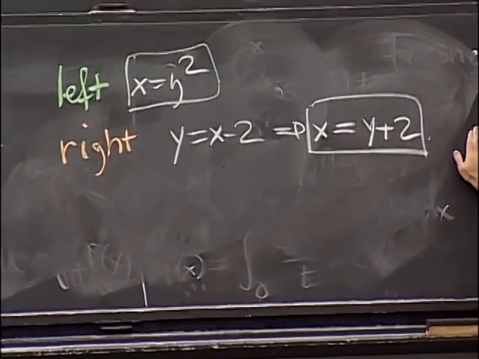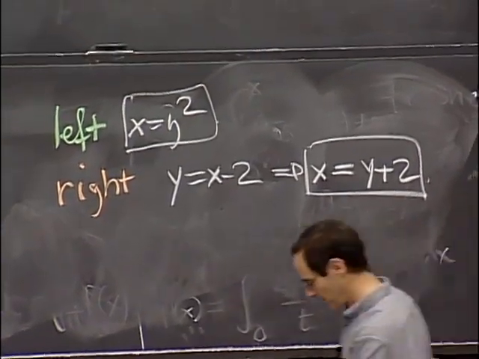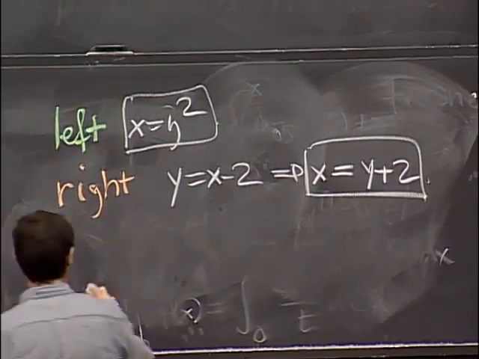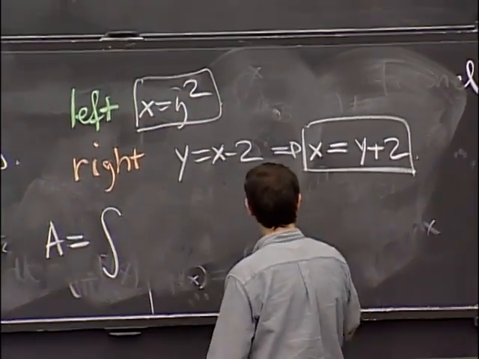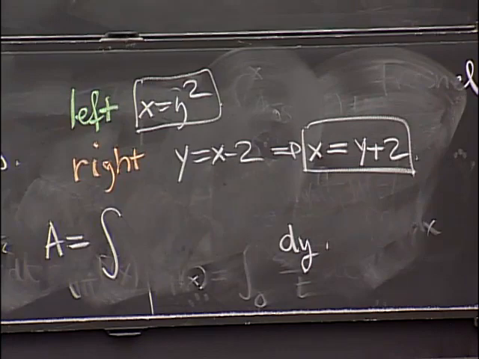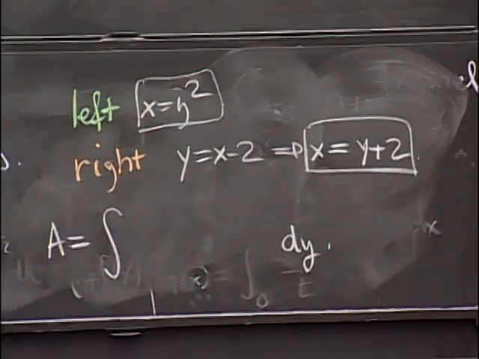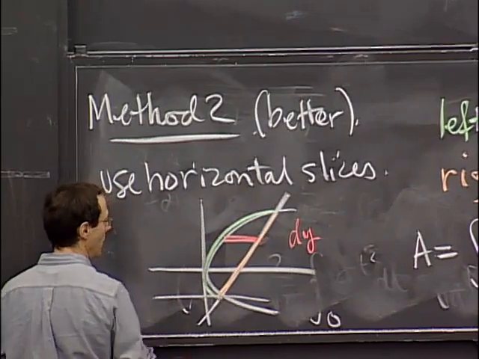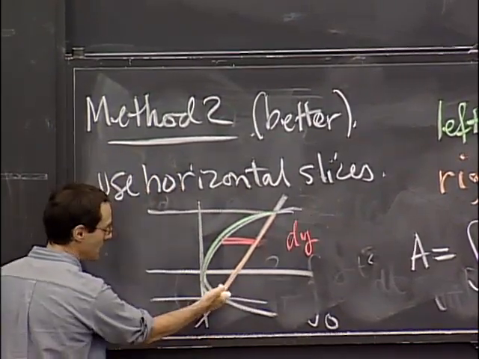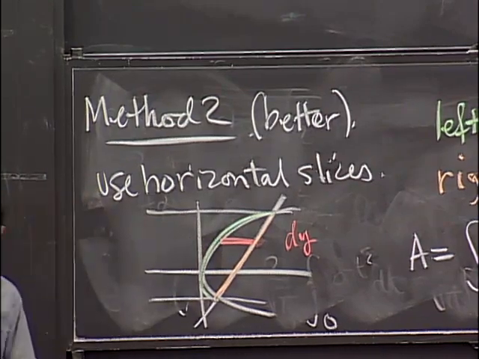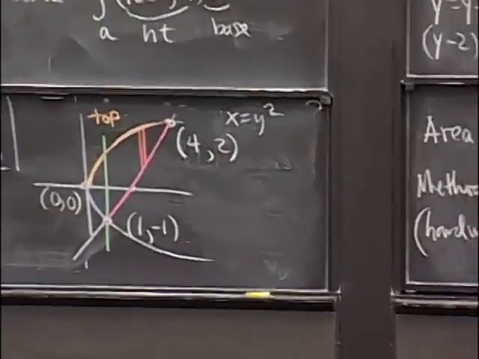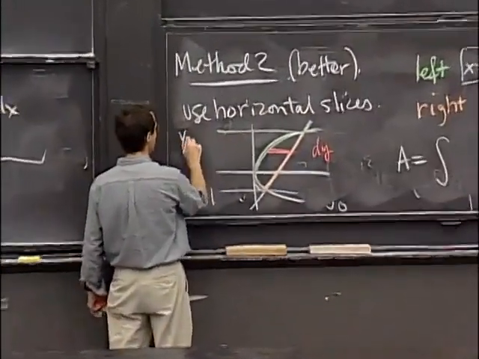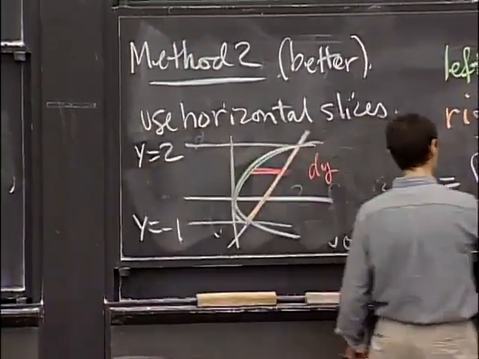And now I want to set up the integral for you. This time, the area is equal to an integral in the dy variable. And its starting place is down here, and its ending place is up there. This is the lowest value of y, and this is the top value of y. We've already computed those things. The lowest level of y is -1. So this is y equals -1, and this top value is y equals 2. So this goes from -1 to 2.